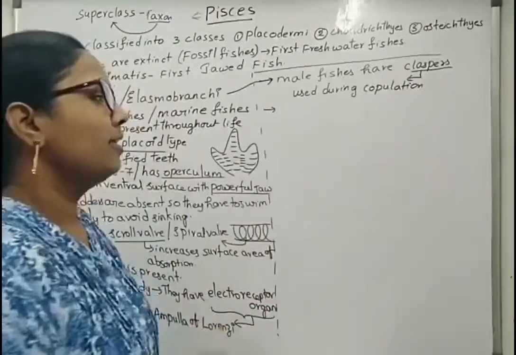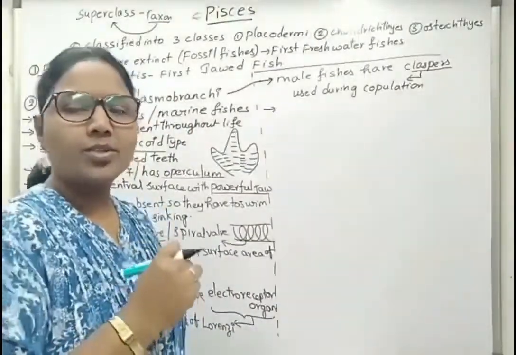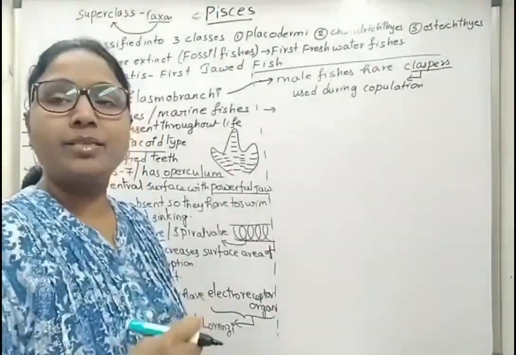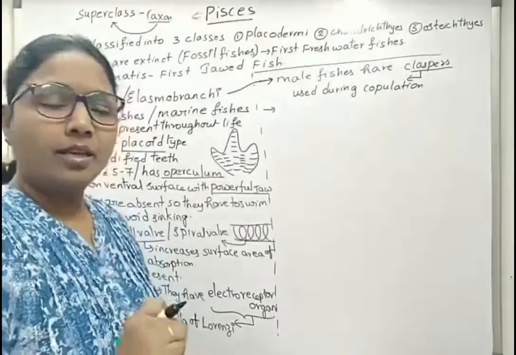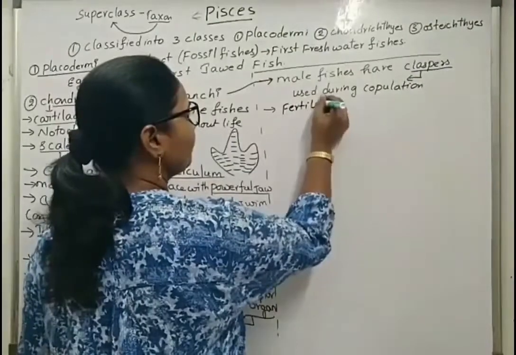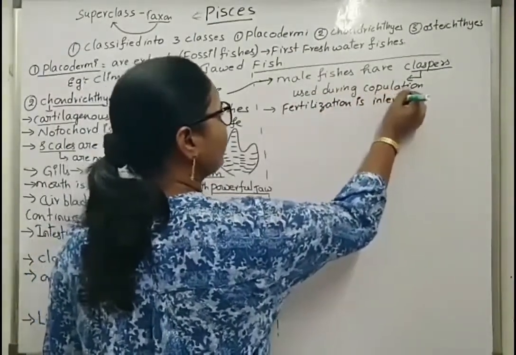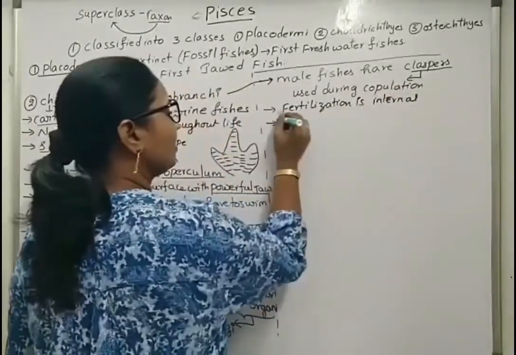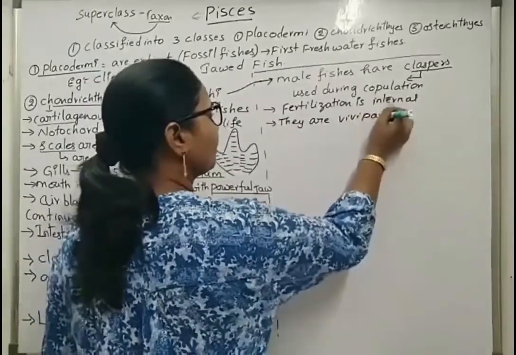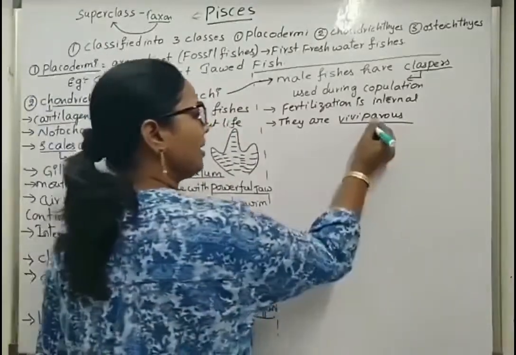Fertilization is internal and they do not have larval forms. Chondrichthyes, or elasmobranchii fishes, are considered viviparous, meaning they give birth directly to the babies. They will not lay eggs. So fertilization is internal. They are viviparous, meaning they give birth directly to the baby. They do not lay eggs.